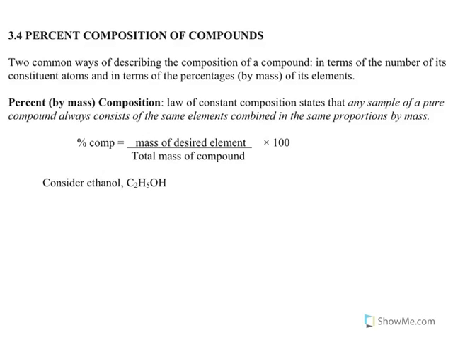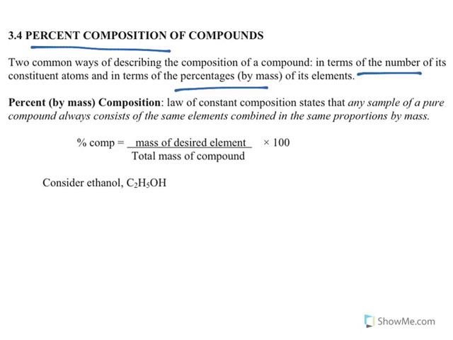Chapter 3 is about figuring out how we know the formulas of different compounds. One of the things we can do is look at the percent composition of different compounds. There are two common ways of describing a chemical formula and the composition of that chemical compound. One is to think about it in terms of the atoms that make it up, and the other is to think of the percent by mass of the elements in it.